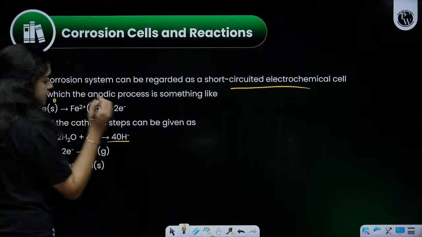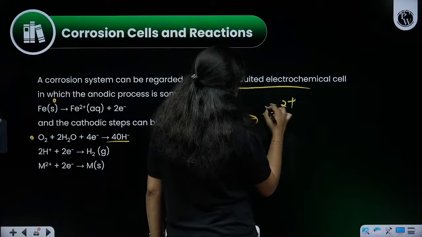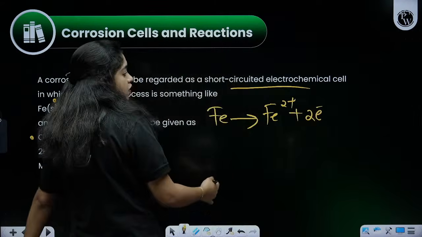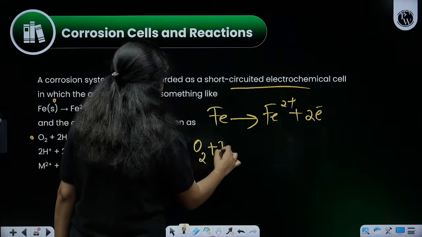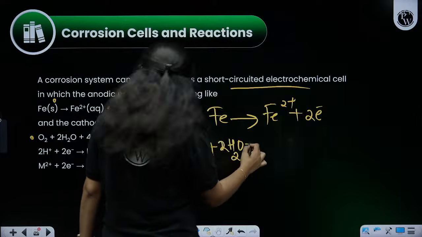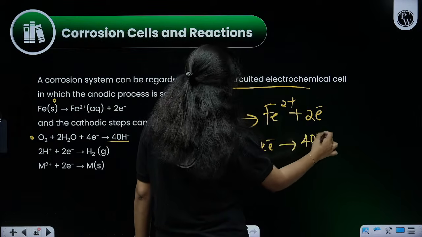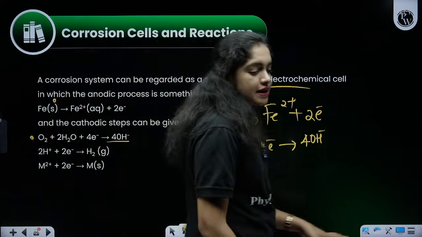Here you should learn Fe. Fe is changed into Fe2+. Fe undergoes oxidation, it changes into Fe2+. Then in the presence of oxygen, it undergoes corrosion. Oxygen reacts with water plus 4 electrons and changes into hydroxide, 4OH minus, or you can write water also. So this is happening in the case of corrosion.